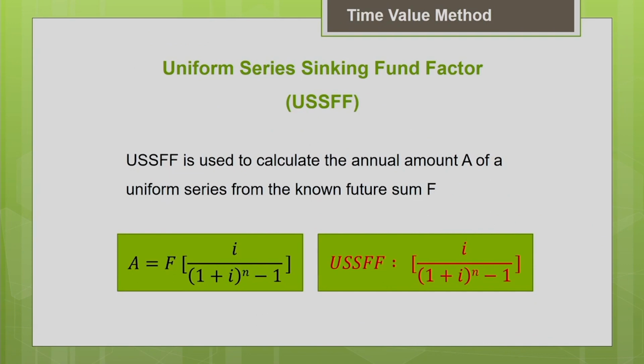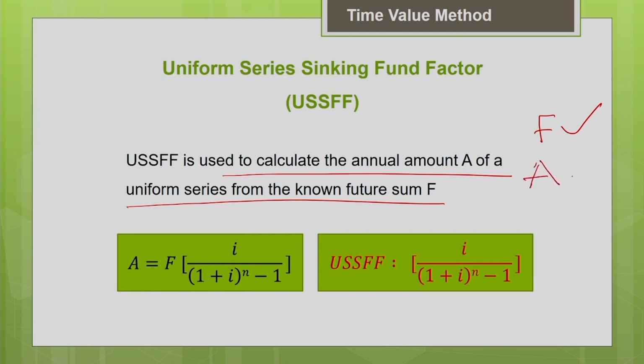Now we are going to use the uniform series sinking fund factor. Let us recollect what this sinking fund factor is. Basically, it is used to calculate the annual amount A of a uniform series from a known future sum F. If the future sum F is known, then you can convert it into an equivalent uniform series A. So here you are calculating A for the given F. The future value of the money is known.